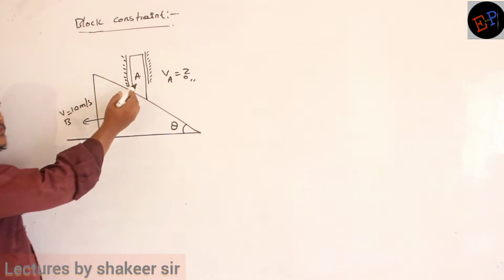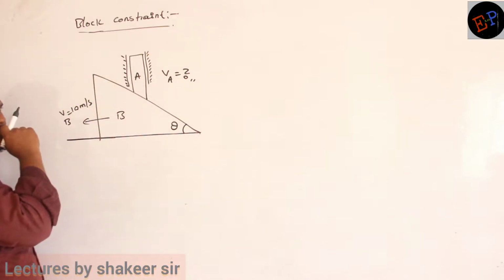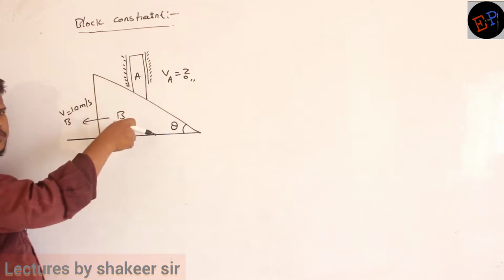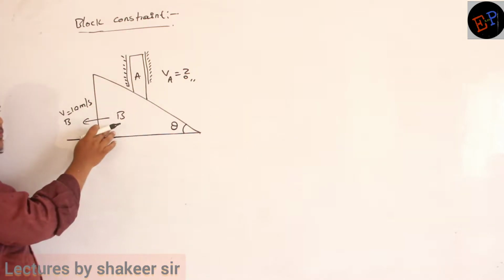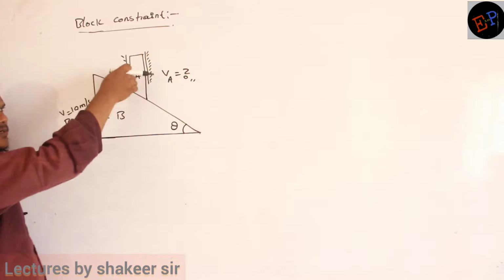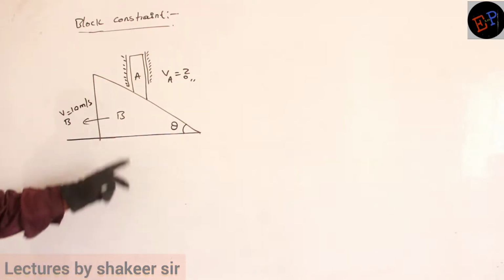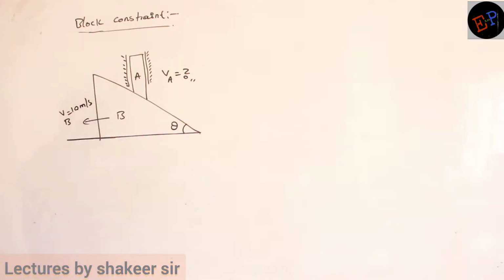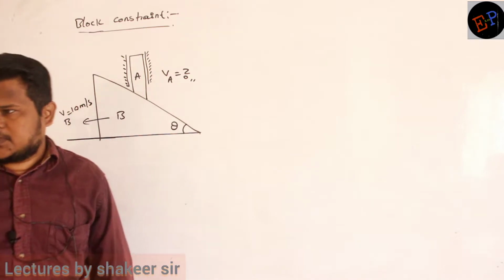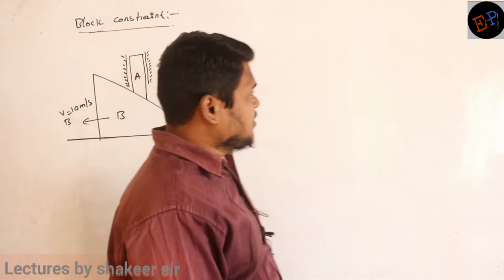Then what about this block A? Will it move upwards or downwards? Definitely it will move downwards, no? So if this block moves to this direction, this block A definitely falls down. So what is the velocity of this block A that I am supposed to calculate? Let us see how we can do this problem.